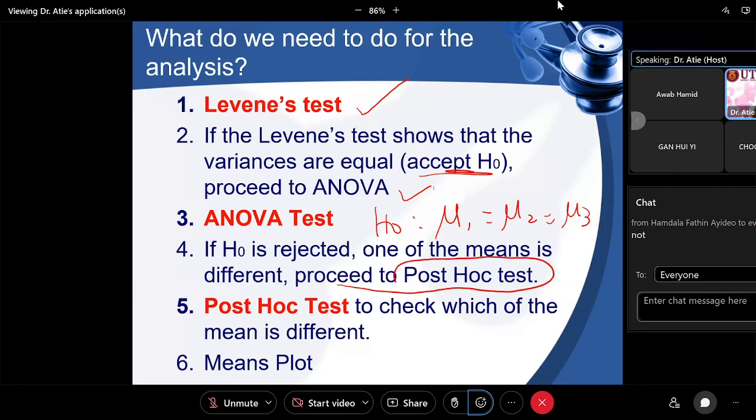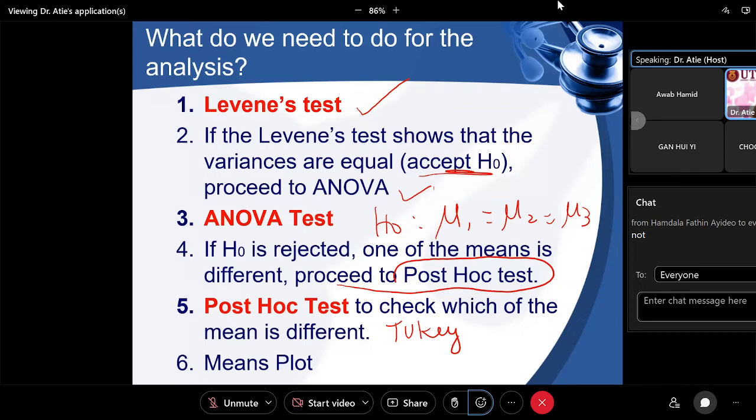So the difference of the post hoc test is to check which of the means is actually different. Remember I said just now, if the means are different, we want to check who makes the difference, okay? Who makes the difference. So by using the post hoc test, we are going to apply a test called Tukey.